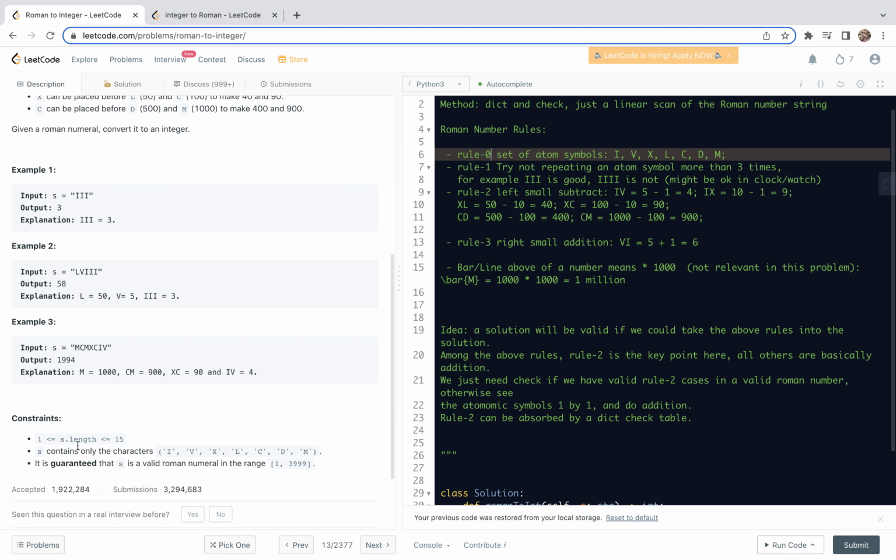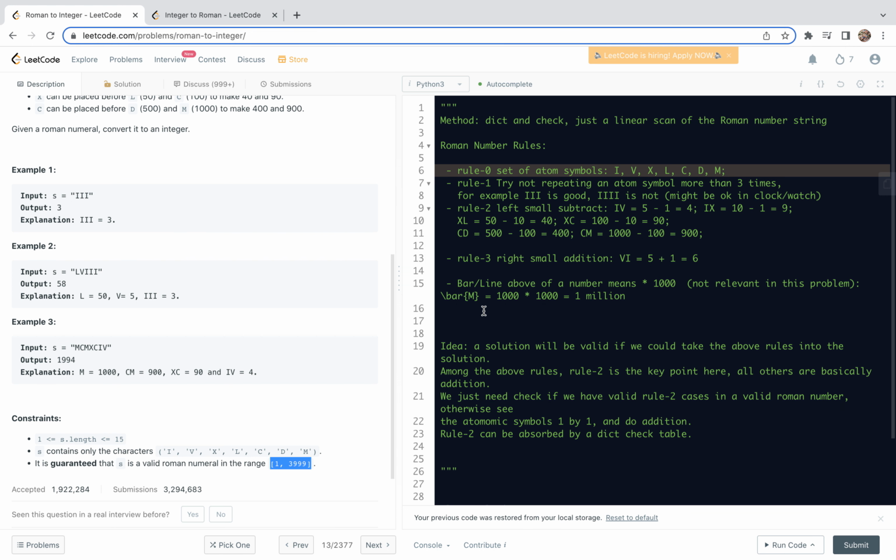The constraints on this problem are the following. First, the length of the string s is bounded above by 15, and s contains only the atomic characters I, V, X, L, C, D, M. I represents 1 and M represents 1000. It's guaranteed that s is in a valid Roman numeral range. So this is the range constraint for this problem. With that said, let's look at the method here.